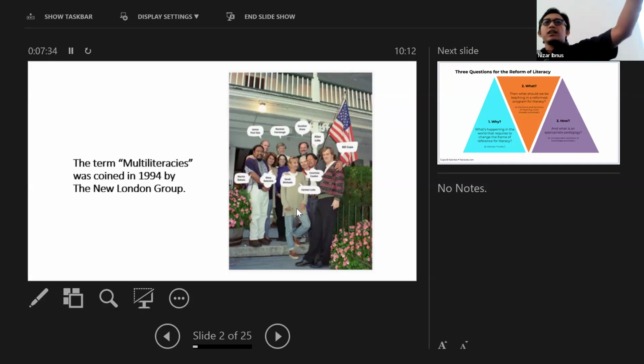So basically, the group of 10 people here agreed to propose a new terminology that was called at that time multiliteracies, as opposed to traditional literacy. And they already thought about that in 1994. It means it's already 31 years old. So multiliteracies is actually not a new theory, but something that was formulated a long time ago by this group of 10 people.